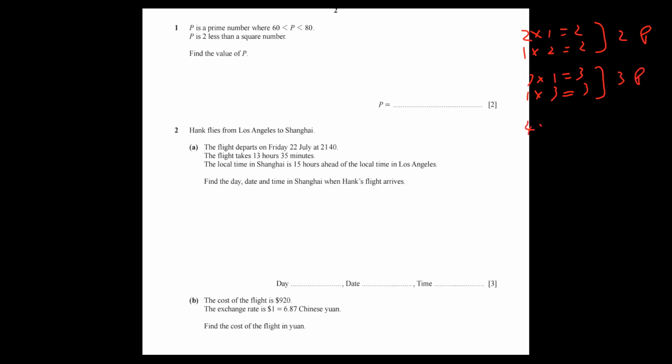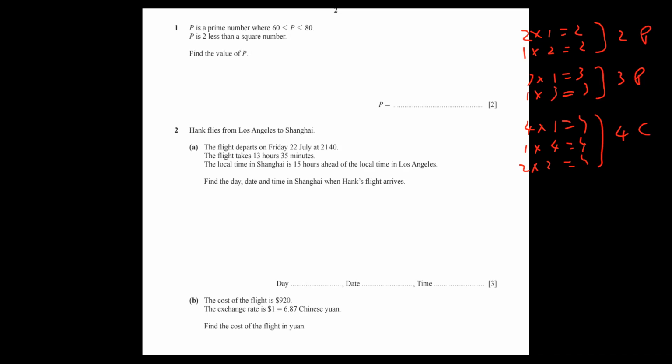4 ones are 4, 1 fours are 4, and 2 twos are 4. We have more than 2 factors, so this is not acceptable. It means 4 is a composite number. Similarly, 5 is also a prime number. So I think you understood the definition of a prime number.